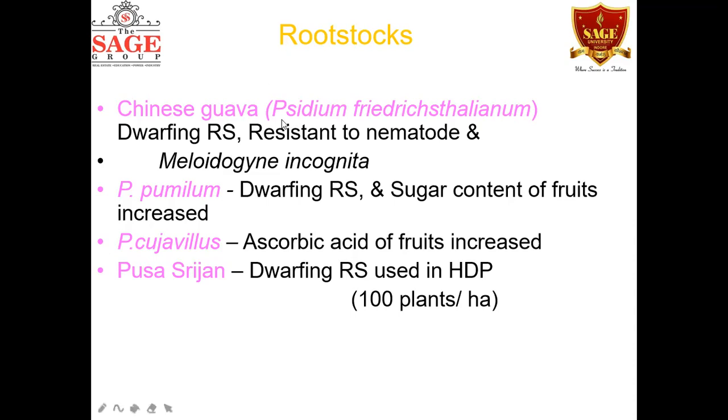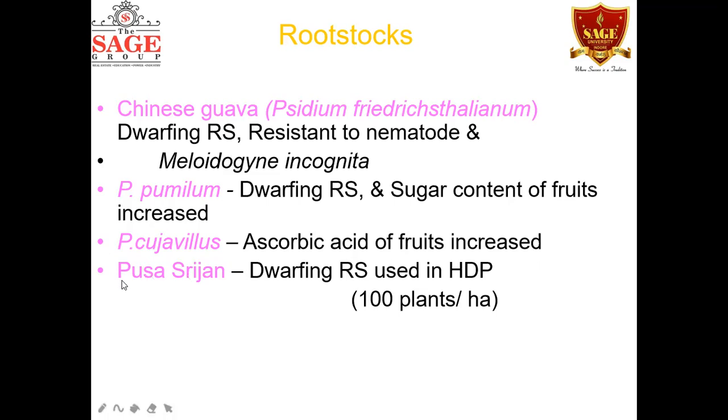Here, Chinese guava is available, Psidium cujavillus. It is a dwarfing rootstock, resistant to nematode, Meloidogyne incognita. Then Psidium humile, it also has a dwarfing effect. Then the sugar content of the fruit will get increased with the help of this type of rootstock. Then Psidium molle, it will improve the ascorbic acid content of the fruit when you are utilizing this type of rootstock with any suitable scion.